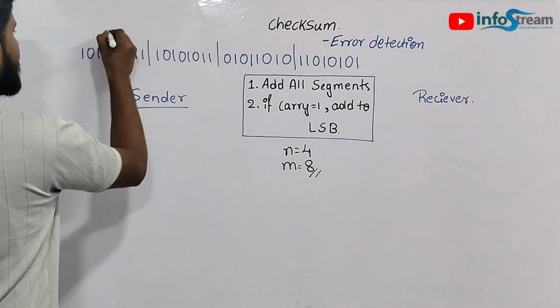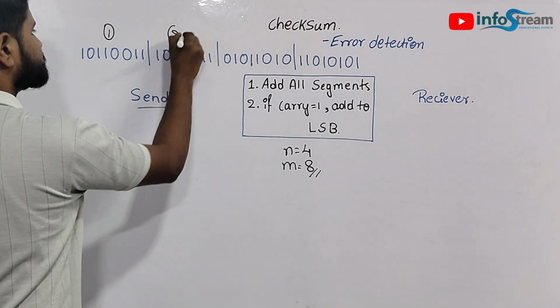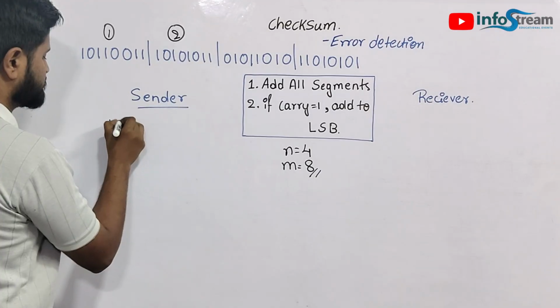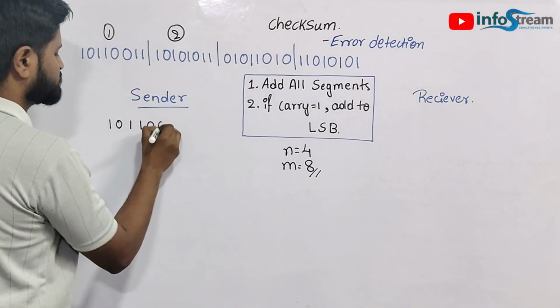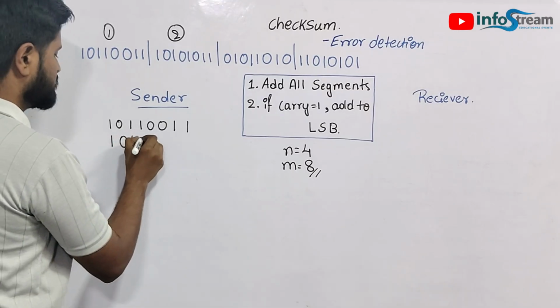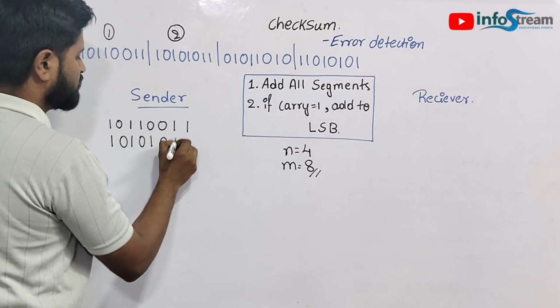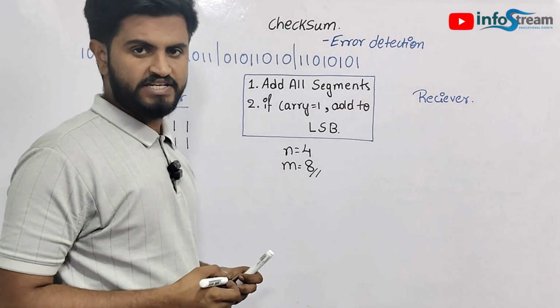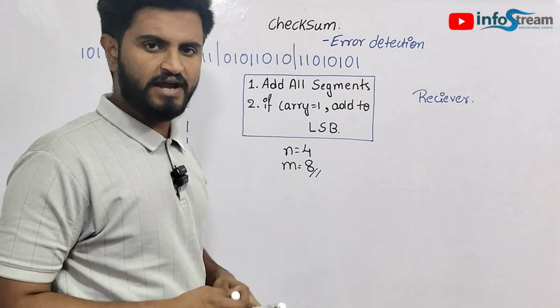So first let's add the first and second one. So one by one let's add them. So what is the first frame? 1, 0, 1, 1, 0, 0, 1, 1. Next another one, 1, 0, 1, 0, 1, 0, 1, 1. Now how to add means, here we are going with the binary addition. So zeros and ones are added here.